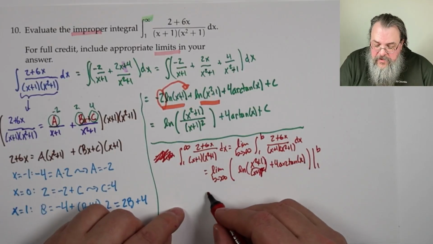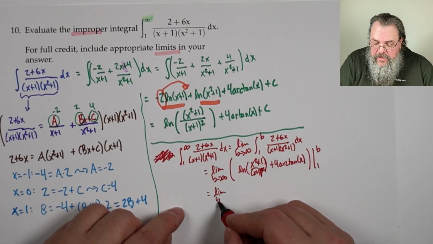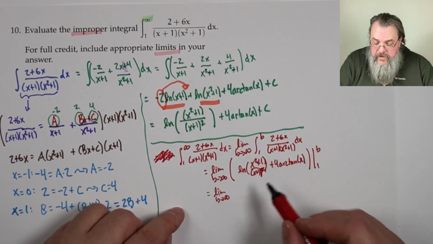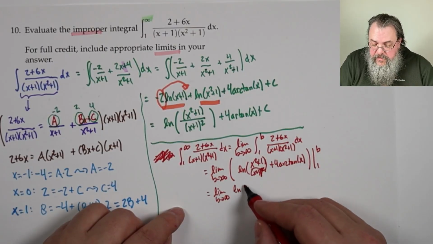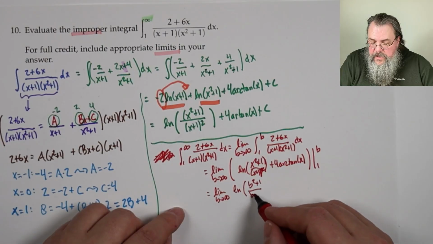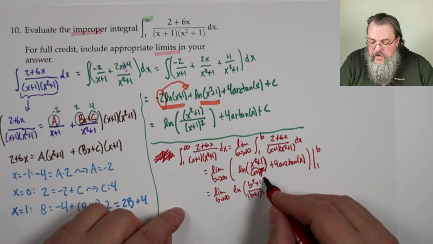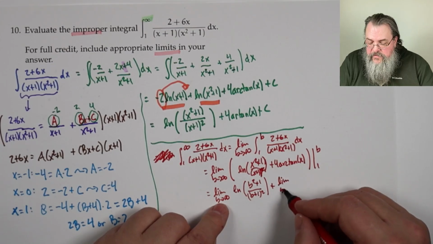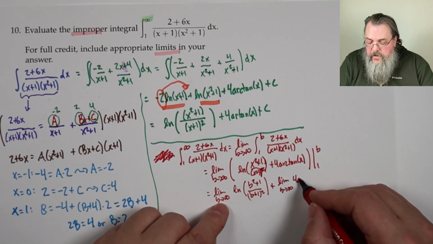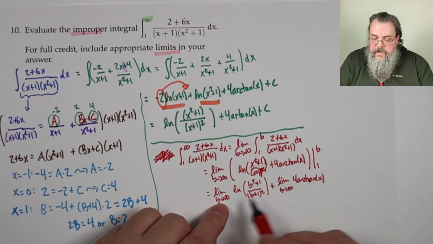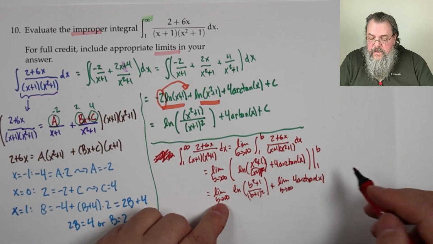Okay, so this becomes our limit as b goes to infinity of, now plug in b. And I'm going to break it up into a couple pieces. Log of (b squared plus 1) over (b plus 1) squared. And then I can say plus, there's this other part, limit as b goes to infinity of 4 arctangent of x.